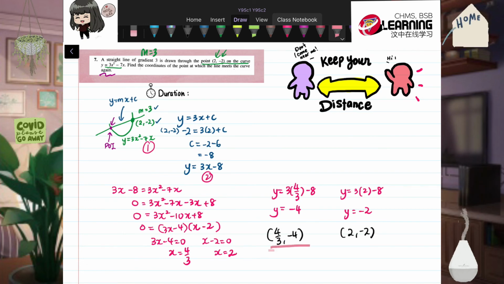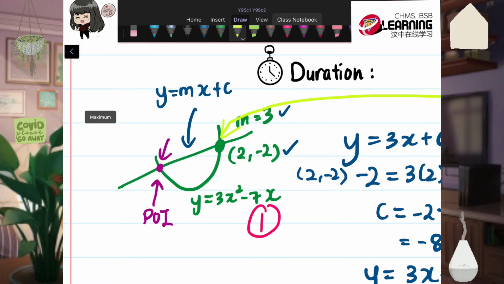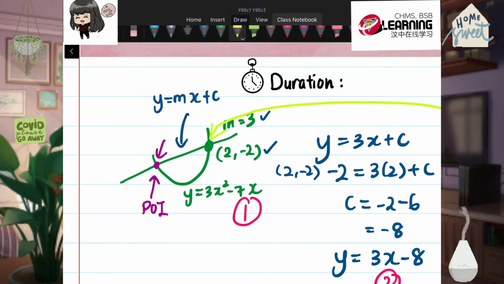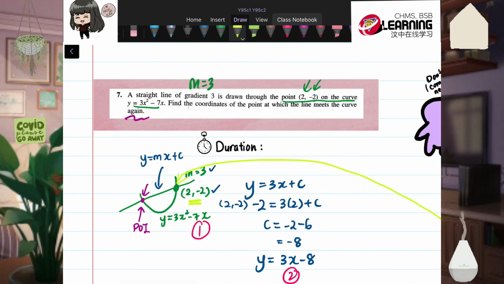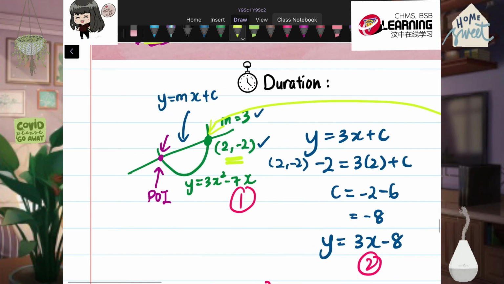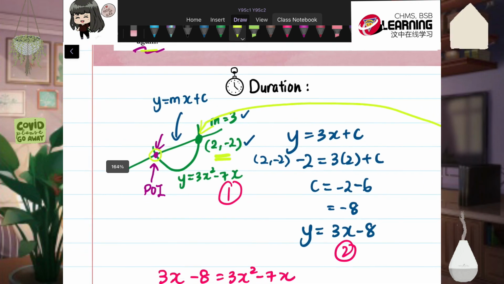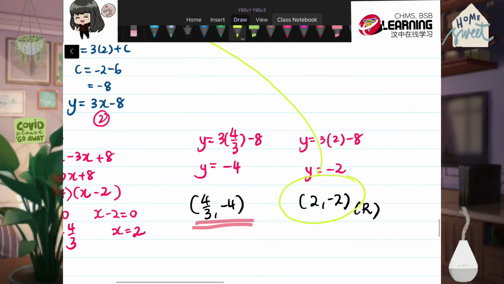So your answer is only this one. This one you can reject, you know why? Try to think why you need to reject that. Because this (2, -2) is this. Remember, when you simultaneous these two equations, definitely you will have two POI. But this POI (2, -2) is already in the question. It says it's passing through (2, -2), but then it meets the curve again. You need to know the other point that is passing through the curve again. So this is the one that you need to find. Since (2, -2) is already given, the other one will be (4/3, -4). Okay, you can take your answer.